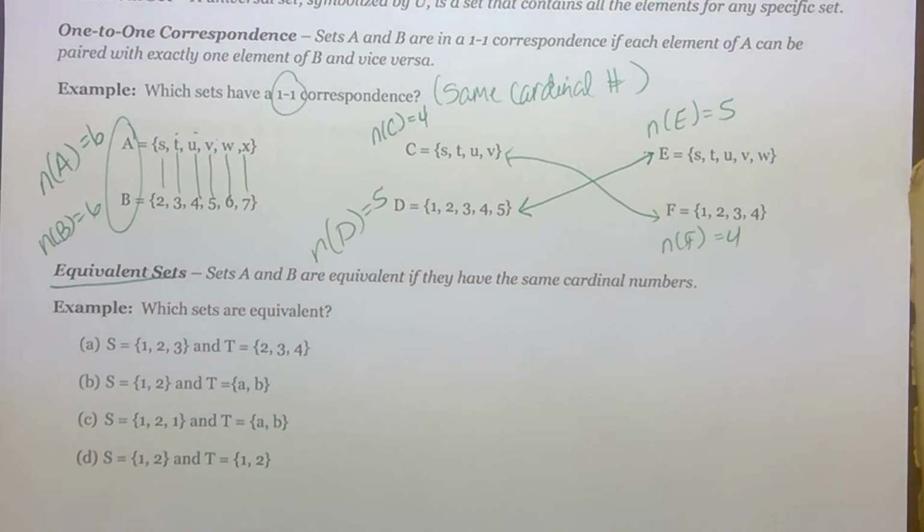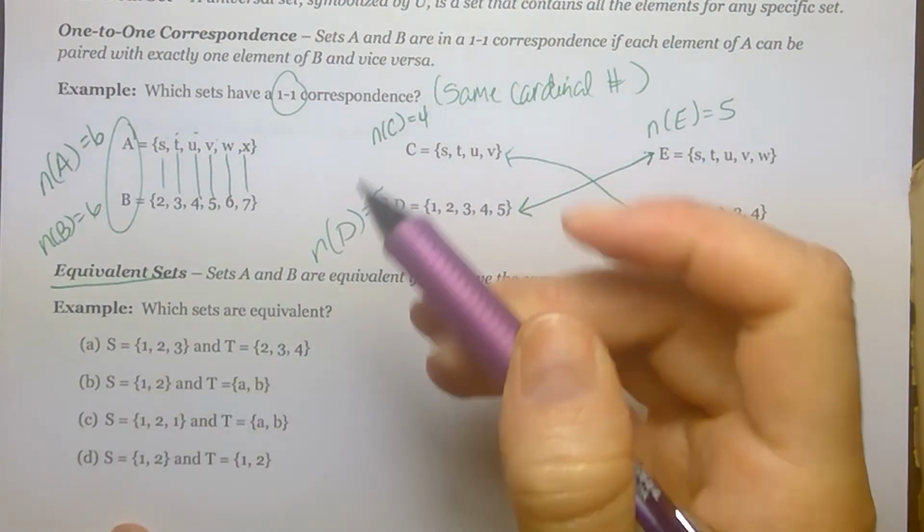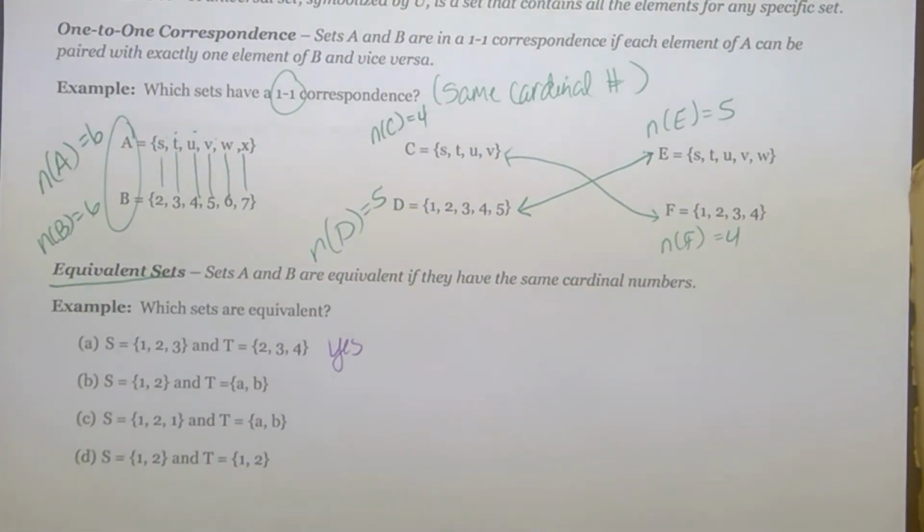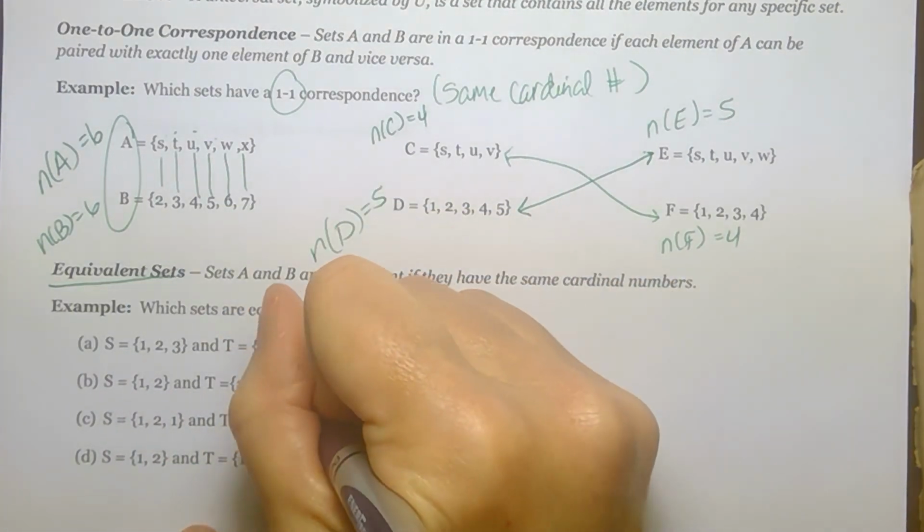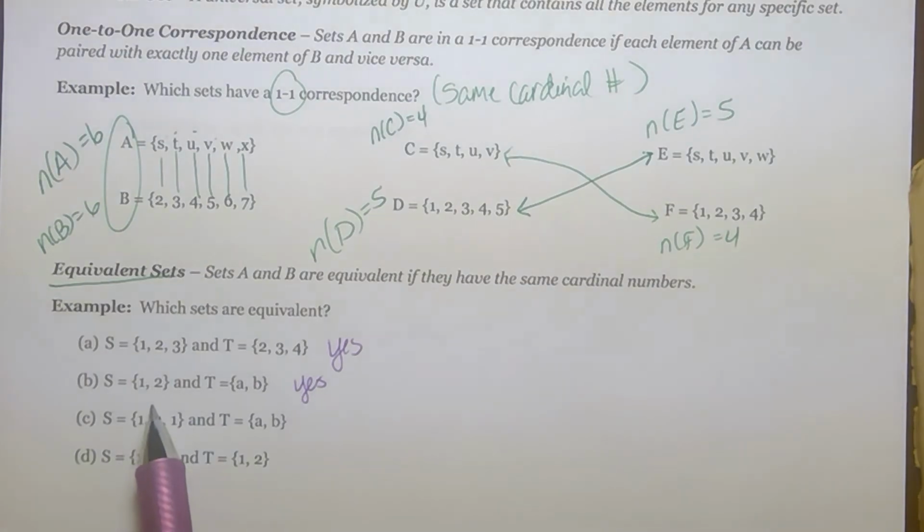Look at this last example on this page. Which sets are equivalent? A, are these two sets equivalent? Yes. Are they equal? No, because they have the same cardinal number, but they don't have the same elements. What about B? Are these two sets equivalent? Yes, because they have the same cardinal number. They both have 2 elements.